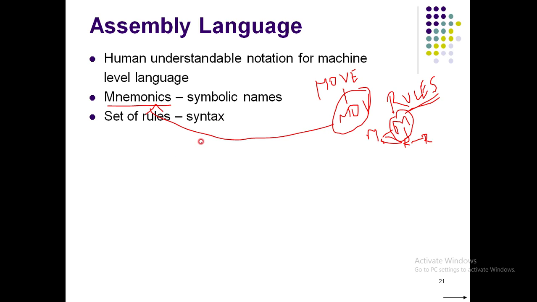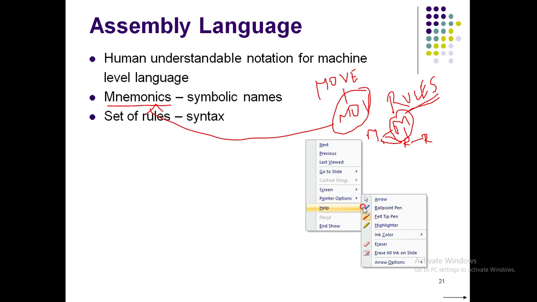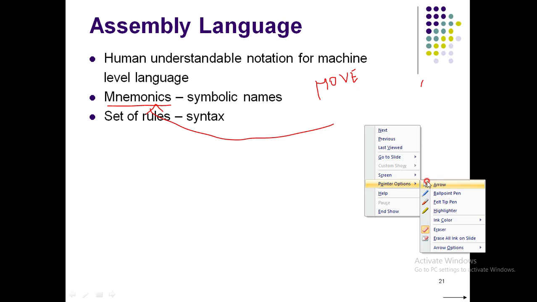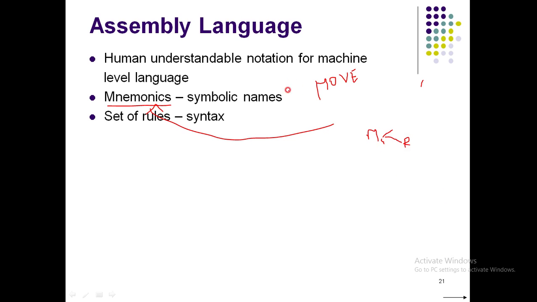Now, to make it more understandable, let us take a simple example. Say for example, I want to move certain things from one place to another place. I'll write move: I want to move the contents of R0 to one variable called sum. Okay. I want to move the contents of R0 to the variable sum. From R0 to the variable sum.